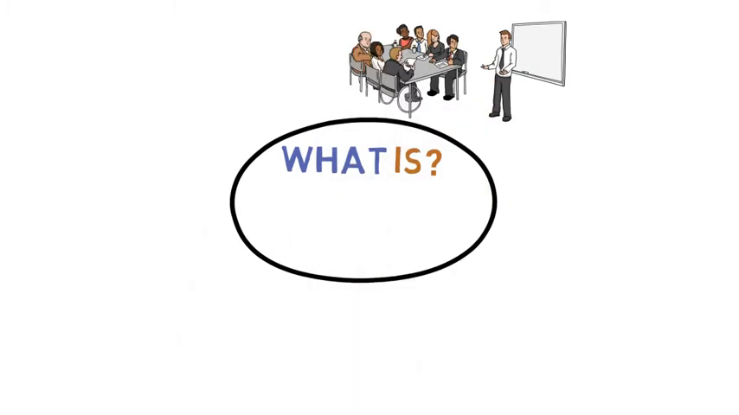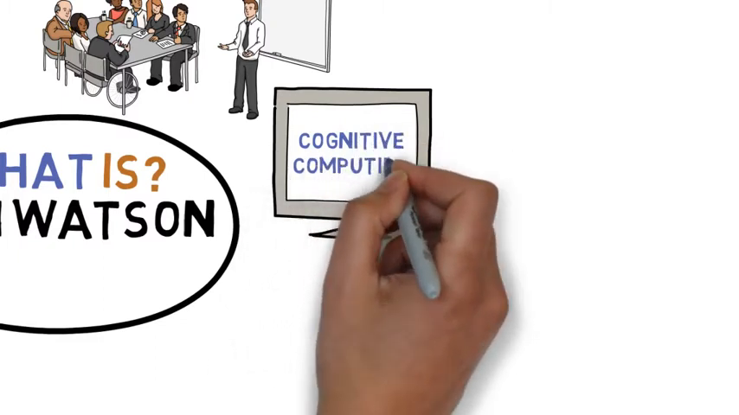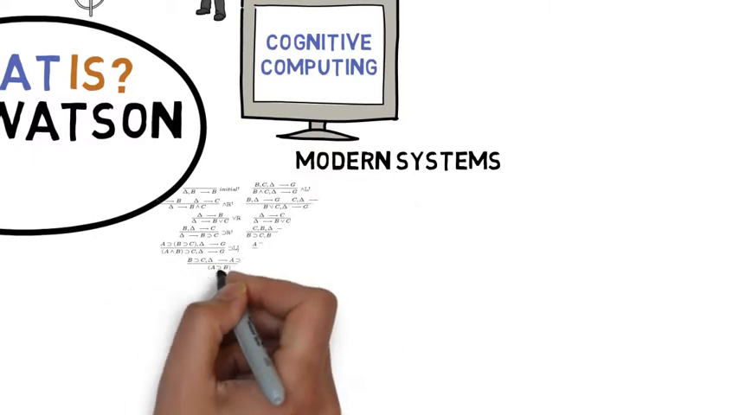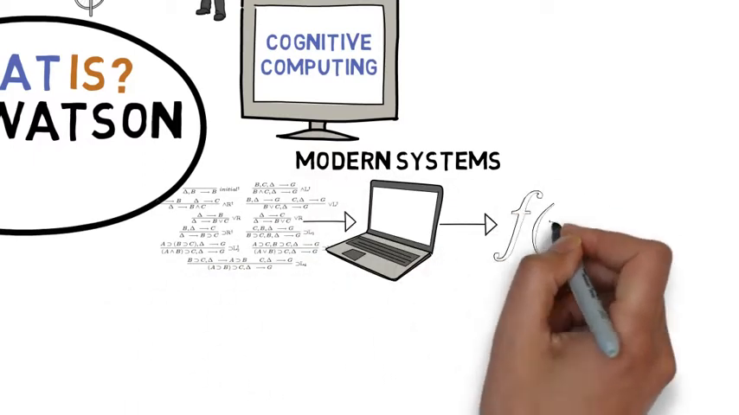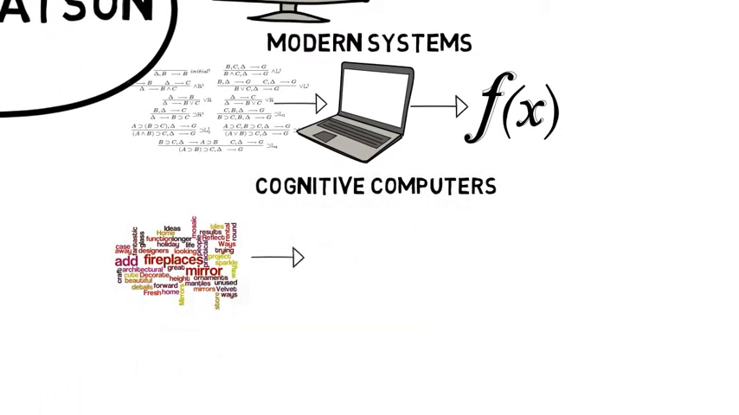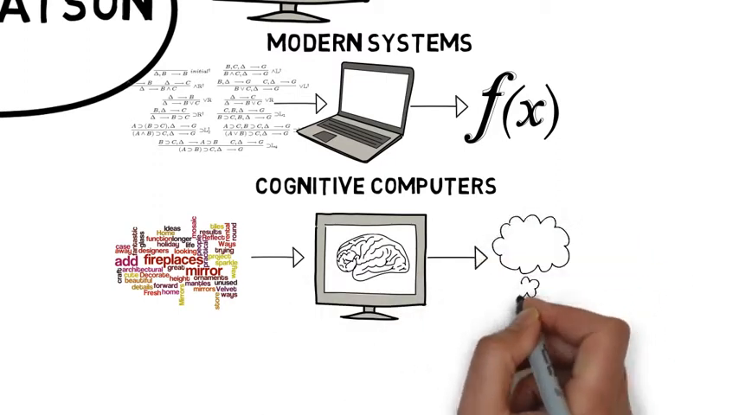This episode will focus on IBM Watson. Watson is a radically new form of computing known as cognitive computing. Unlike modern systems, which are simply programmed on rules and logic to turn structured data into specific outputs, cognitive computers use human-like thought processes to turn even unstructured data into suitable and well-reasoned answers.